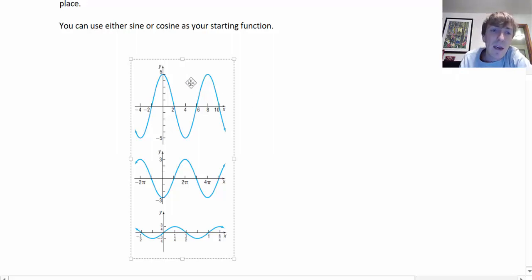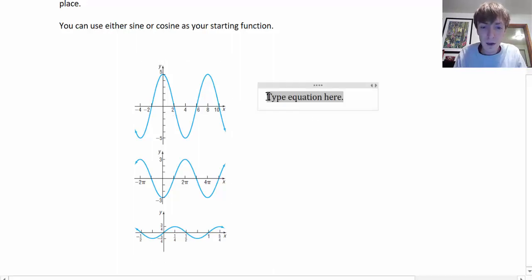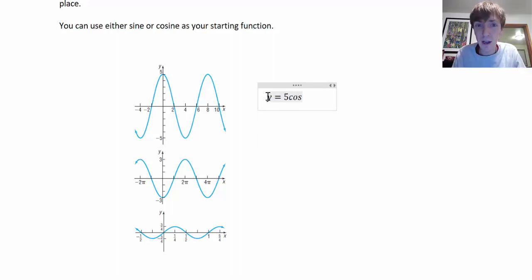Well, the fact that the peak is right along the y-axis, like with cosine, means that probably cosine will be a little bit easier. But sine would work too. I would just have to do some horizontal shift to make it work. So I'm going to start with cosine, and I'm going to start by multiplying by 5, because that's going to change the amplitude to be the right thing.